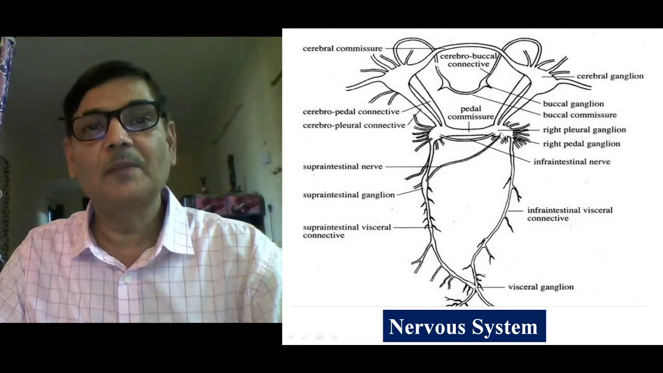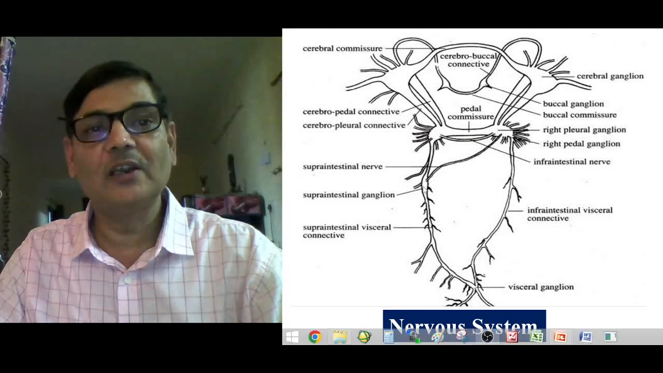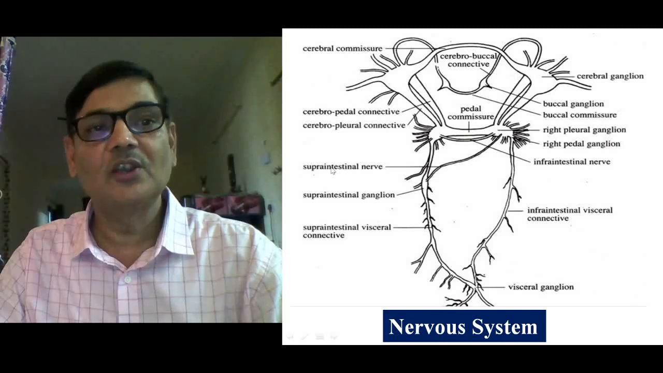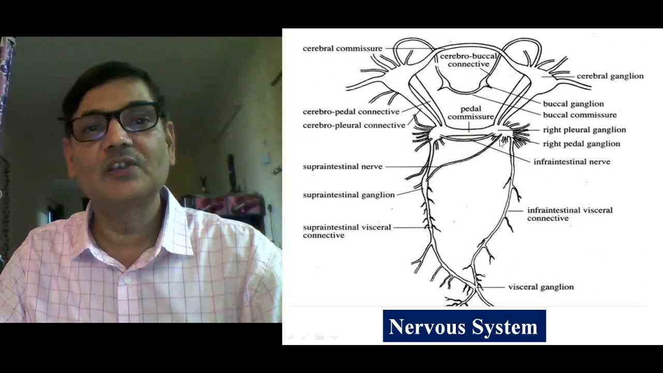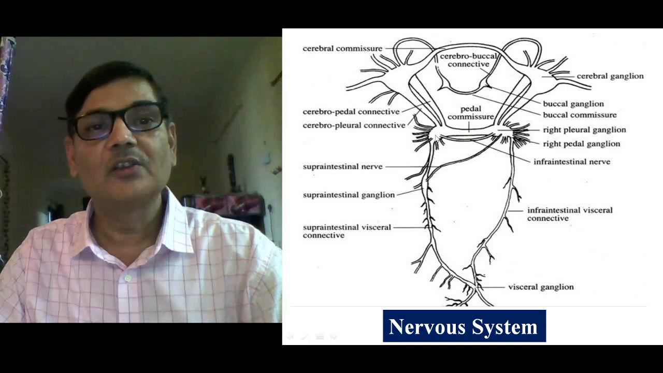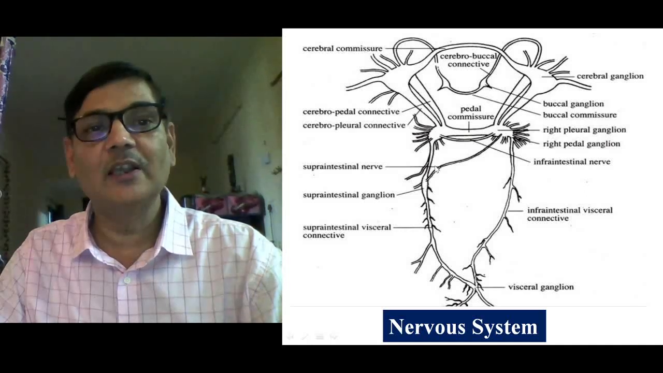So there is a nerve coming from this right side pleuropedal and connecting the supraintestinal ganglion. This is referred to as the supraintestinal nerve. It is situated above the intestine, so very carefully you can remove the intestine to observe this fine nerve. And there is a small nerve that connects the pleuropedal of the left side with the supraintestinal ganglion. This nerve is referred to as zygoneury. In this diagram it is not labeled, but this is referred to as zygoneury.